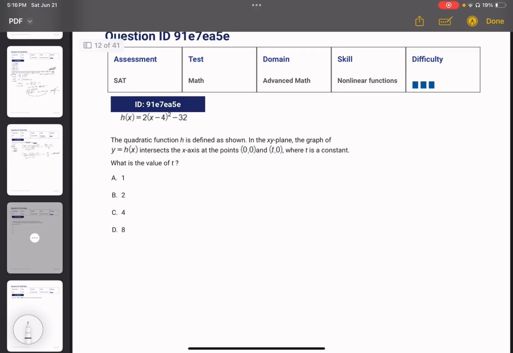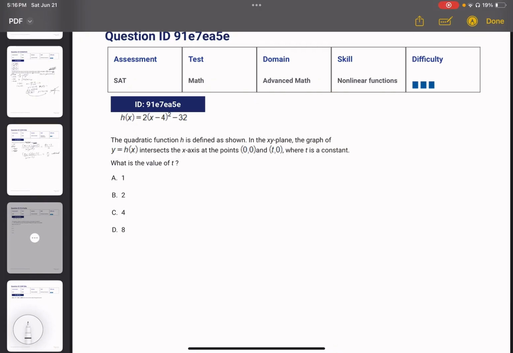Looking at our third problem, we have h of x is equal to 2 times x minus 4 squared minus 32. The quadratic function h is defined as shown. In the xy plane, the graph of y equals h of x intersects the x-axis at the points 0, 0, and t, comma 0, where t is a constant. What is the value of t?